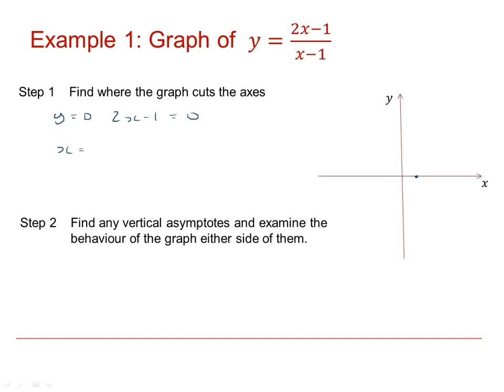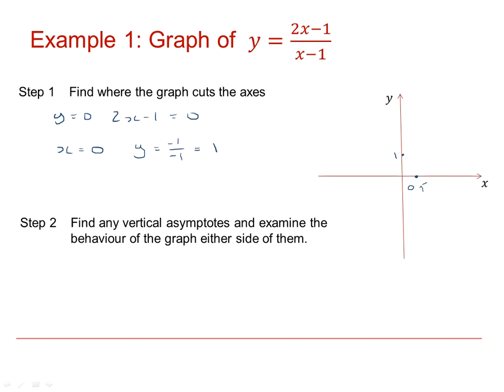x equal to 0, on the other hand, gives us y is equal to negative 1 over negative 1, which is equal to 1. So it cuts the y-axis at 0, 1, about here. So this is 0.5 on the x-axis, and 1 on the y-axis.